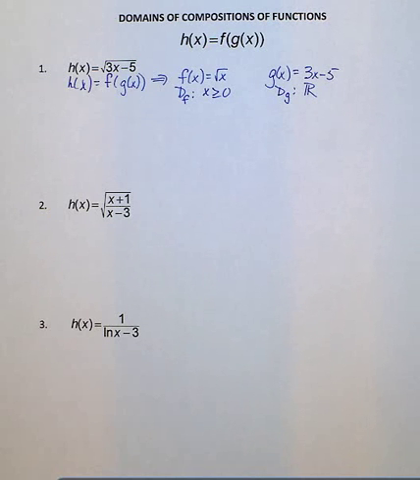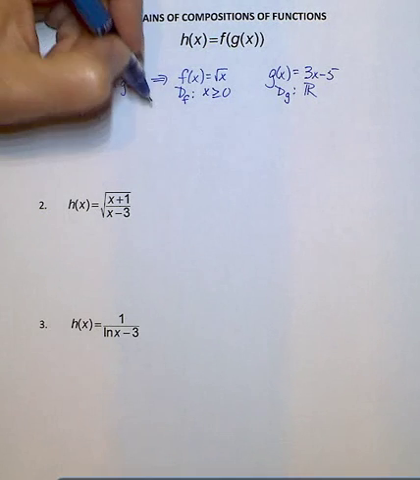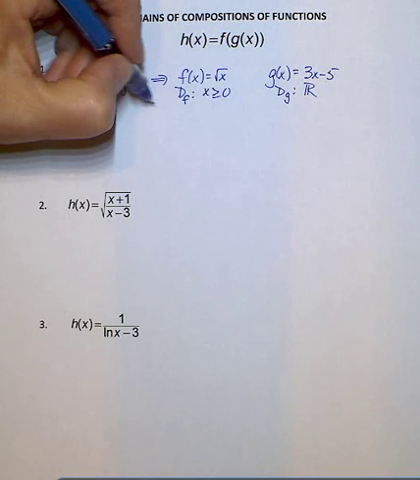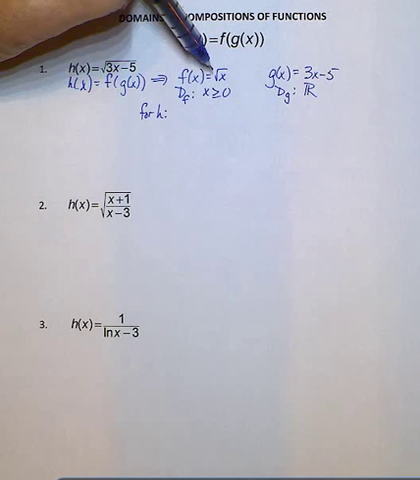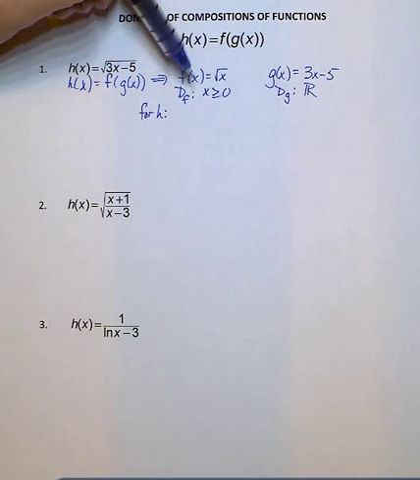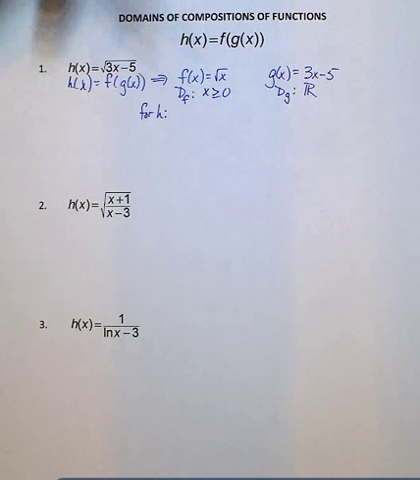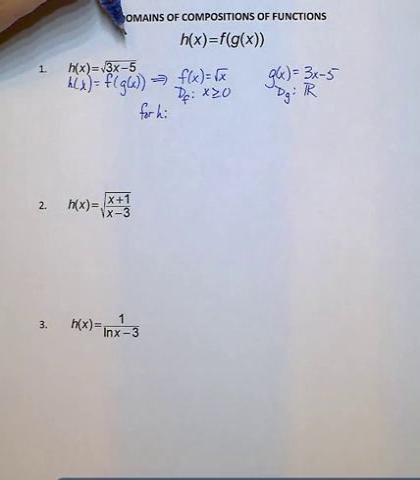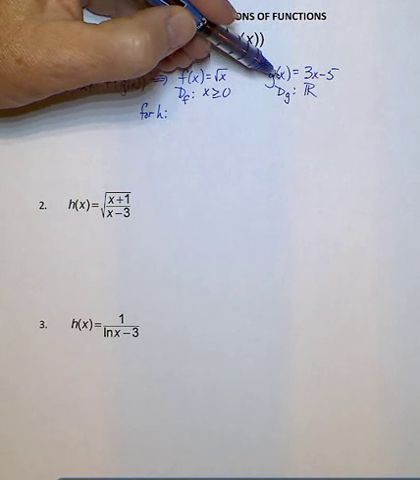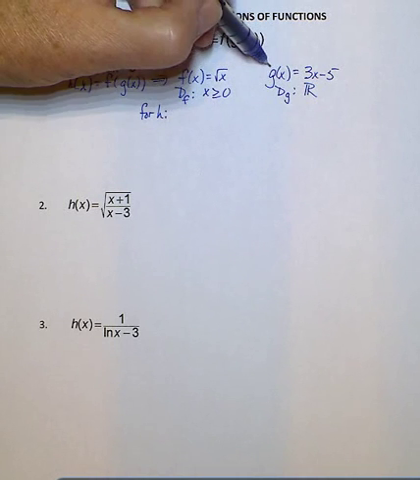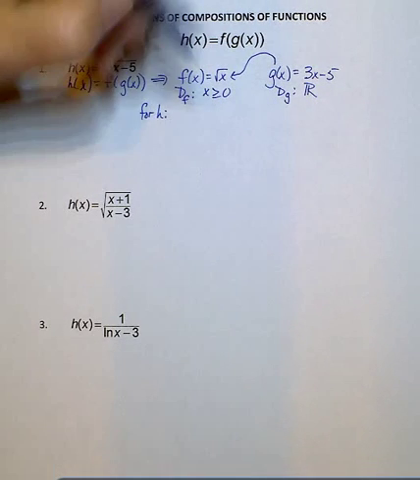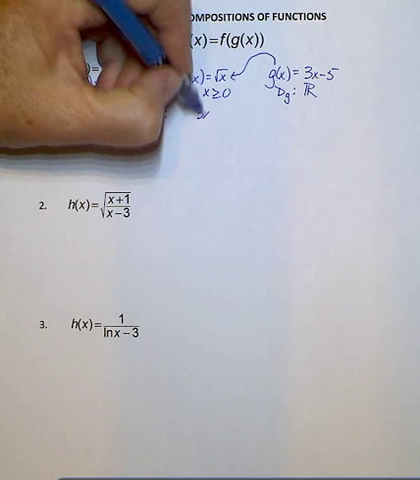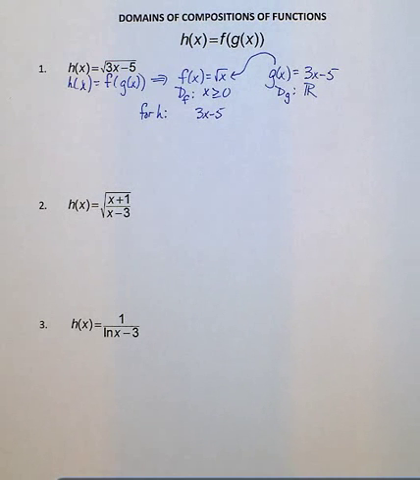But that doesn't mean that for the function h, we need all x's greater than or equal to 0. For h, we have to make sure that the thing we're taking the square root of is greater than or equal to 0. In other words, our x's first have to be able to go into g. That's fine. All real numbers work there. But then the numbers that come out of g have to be able to go into f. And so the numbers coming out of g, the 3x minus 5 numbers, have to satisfy the domain of f. They have to be greater than or equal to 0.